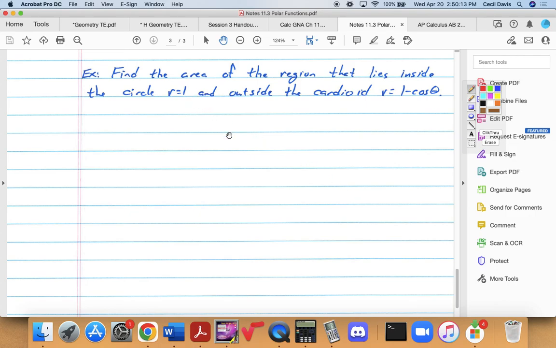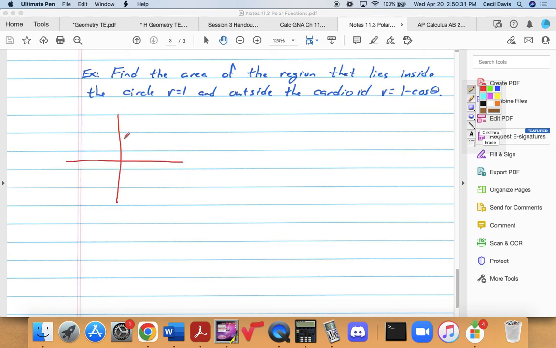So let's try one more. Find the area of the region that lies inside the circle r equals 1 and outside the cardioid r equals 1 minus cosine theta. Okay, again, draw a quick sketch. r equals 1 is just a circle with a radius of 1. 1 minus cosine theta is a cardioid.